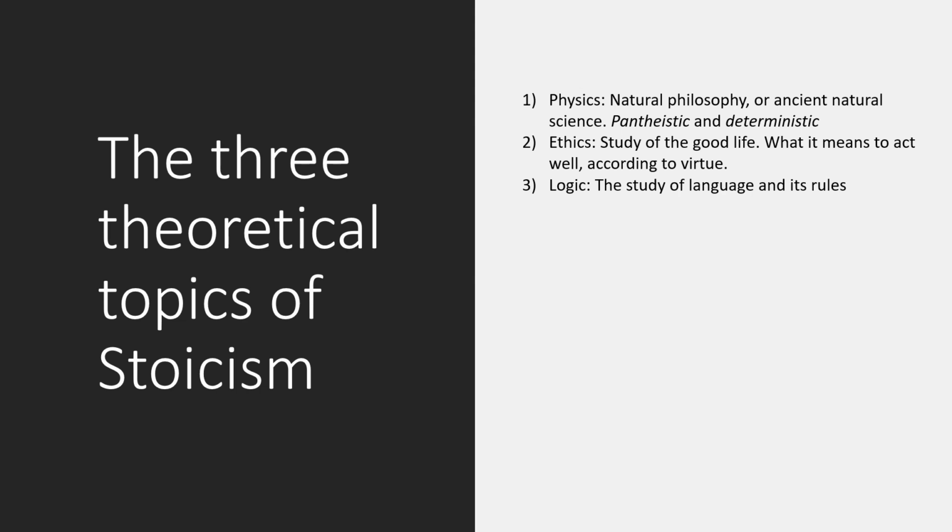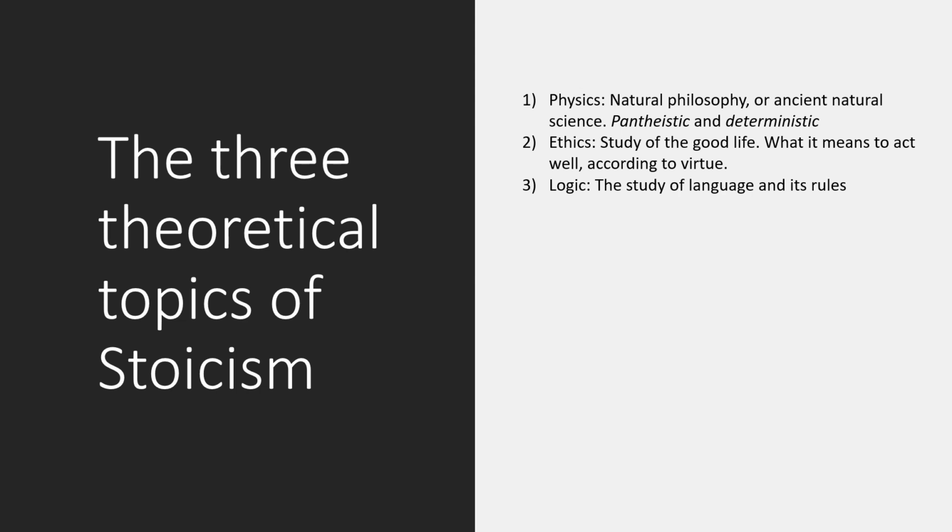So the first theoretical topic is physics, which is natural philosophy or ancient natural science. And the Stoics were pantheistic and deterministic thinkers. By pantheistic, I mean they had a view of God and the universe where the universe and God are one and the same. So the divine and the universe are one thing. There's no separate creator who creates the universe. It's all one unfolding system, one unfolding organism.